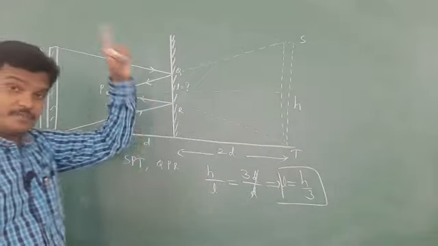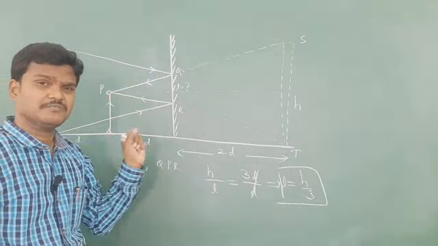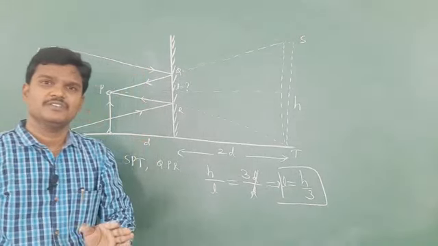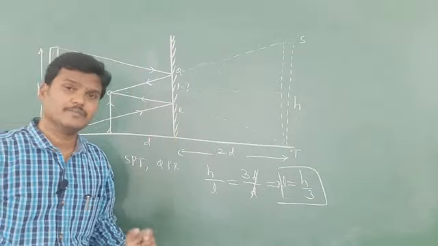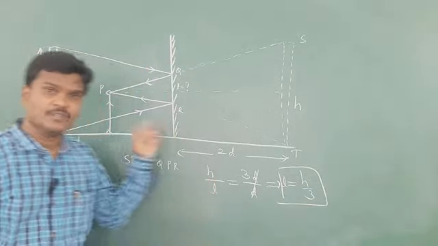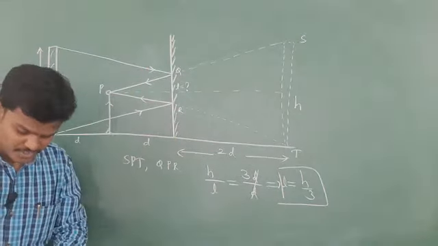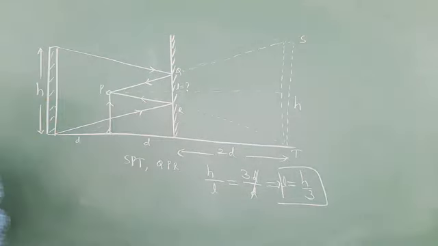If you want to see the previous, in the previous question he wants to see his own image. So the minimum length of the mirror required by him is H by 2. Now in this case he wants to see his backside wall whose height is H. Then the minimum length of the mirror required by him is H by 3. Okay. So the minimum length of the mirror is H by 3.